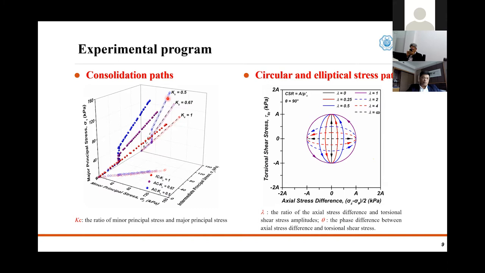In this space, we obtain different consolidation paths. And we also did some circular and elliptical stress paths. Here we will mainly consider the effect of lambda. As I said before, lambda is the ratio of the axial stress difference and the torsional shear stress amplitudes, and theta is the phase difference between the axial stress difference and the torsional shear stress. So with different lambda and different theta, we obtain different stress paths. For example, lambda equal to 0 is a line, infinite is a horizontal line, and equal to 1 is a circle. The other values give different elliptical stress paths.